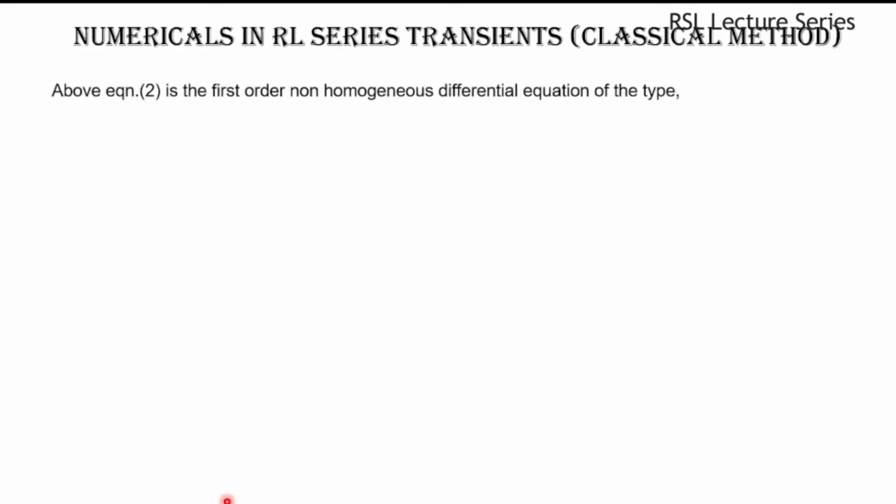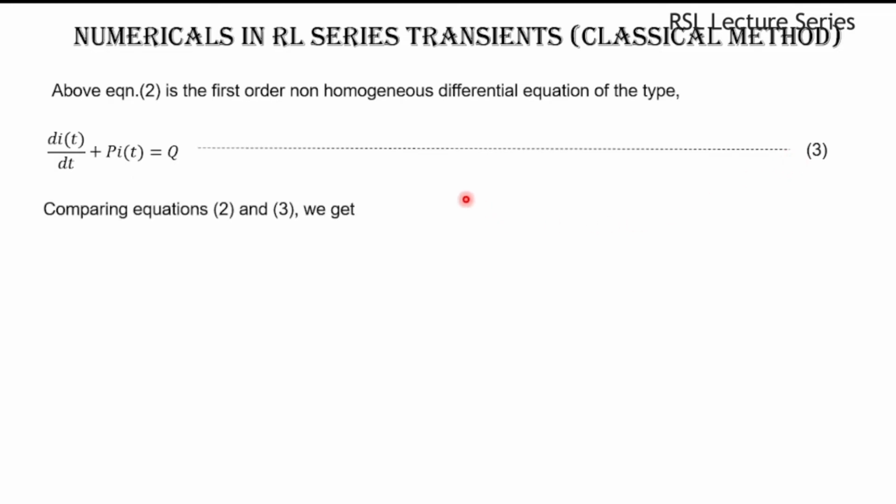Now equation number 2 is a first order non-homogeneous differential equation of the type di(t)/dt + P i(t) = Q. This is the general form of the first order non-homogeneous differential equation. Let this be equation number 3. Now we can compare these two equations, that is equation number 2 and equation number 3.